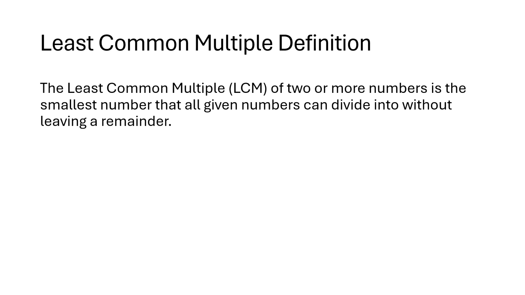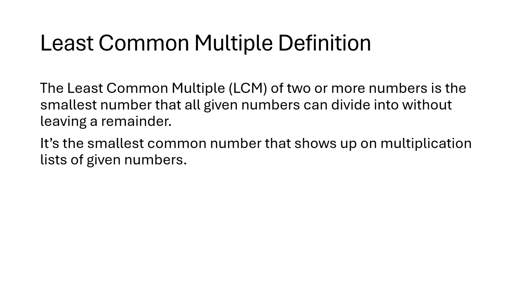The least common multiple, or LCM, of two or more numbers is the smallest number that all given numbers can divide into without leaving a remainder. It's the smallest common number that shows up on multiplication lists of given numbers.